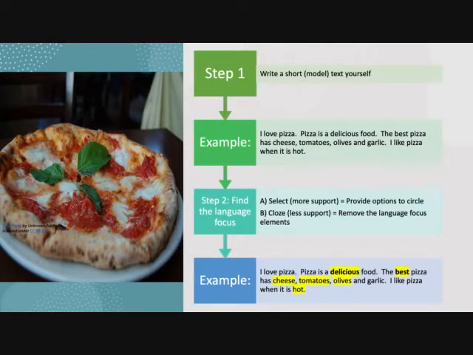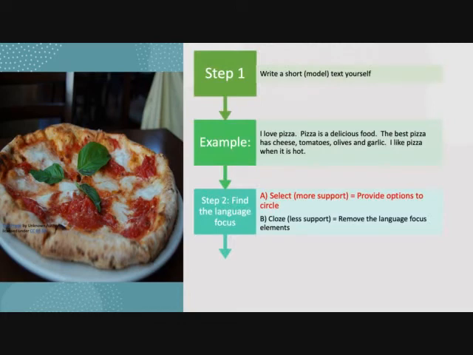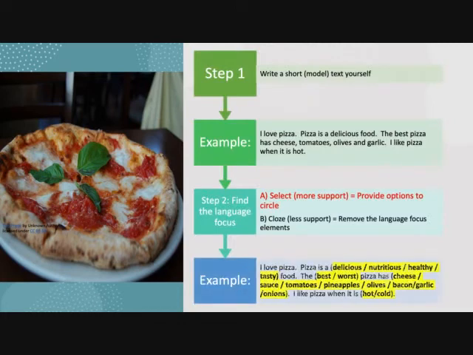Okay, I've highlighted my language focus: delicious, best, cheese, tomatoes, olives, and hot. Those are the things I want the students to focus on. Those are all adjectives and ingredients. So in the first option, I'm going to give the students extra options that they can circle. So I've given them a choice here.